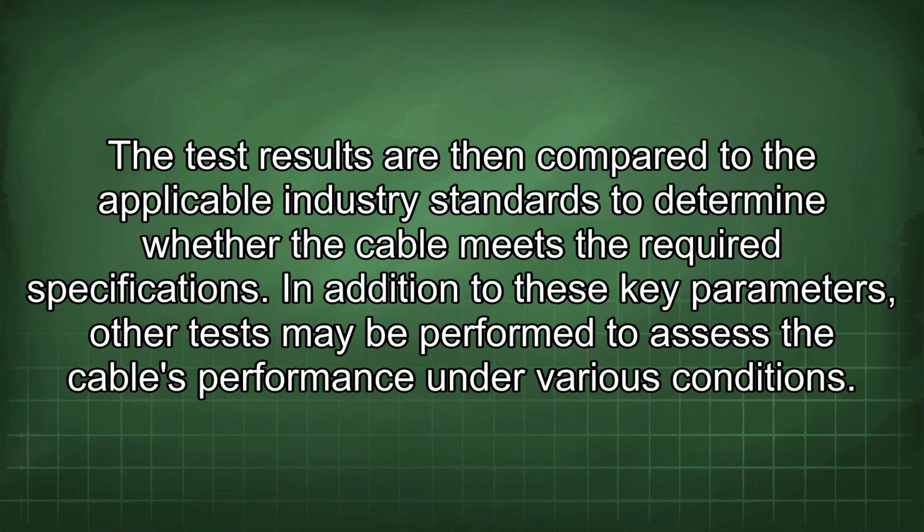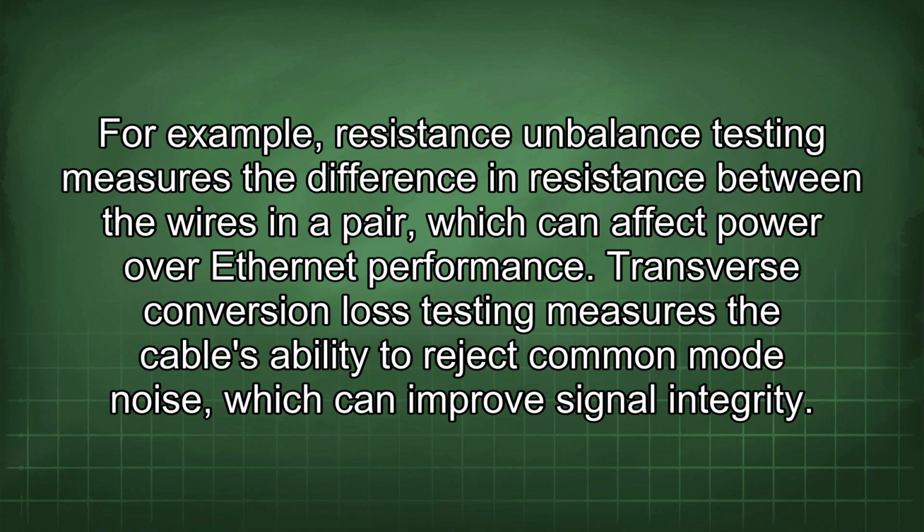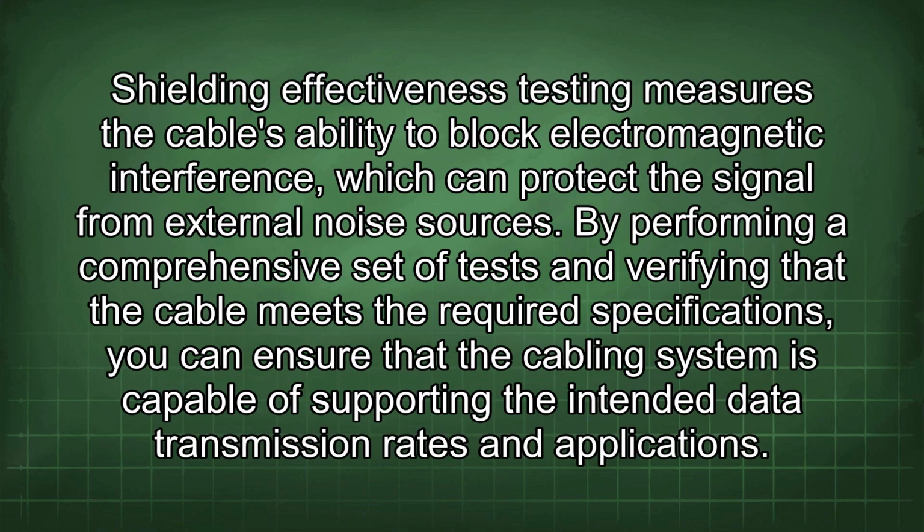the required specifications. In addition to these key parameters, other tests may be performed to assess the cable's performance under various conditions. For example, resistance imbalance testing measures the difference in resistance between the wires in a pair, which can affect power over Ethernet performance. Transverse conversion loss testing measures the cable's ability to reject common mode noise, which can improve signal integrity. Shielding effectiveness testing measures the cable's ability to block electromagnetic interference, which can protect the signal from external noise sources.